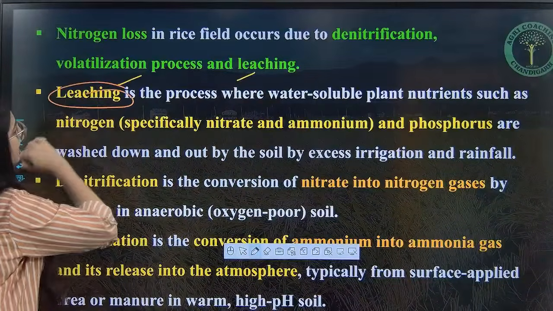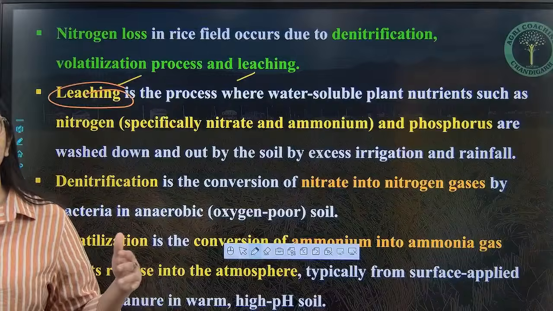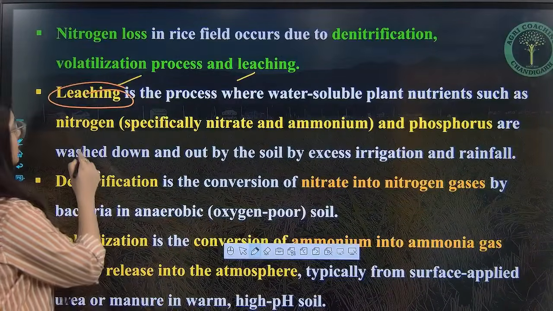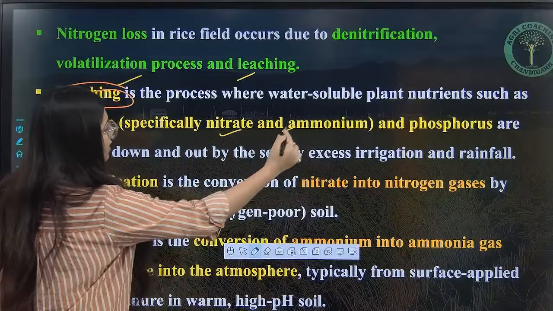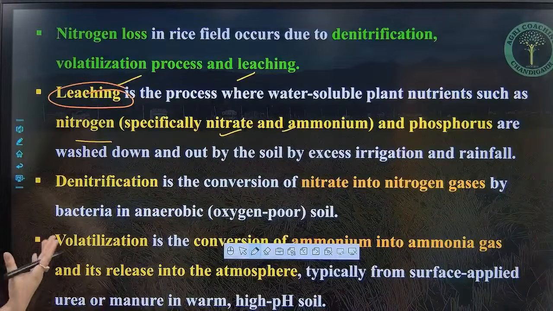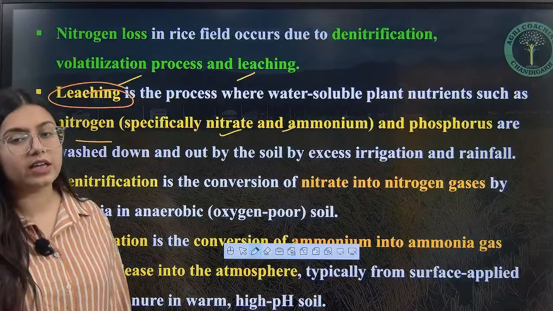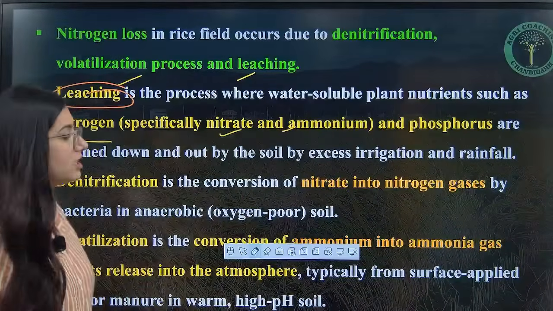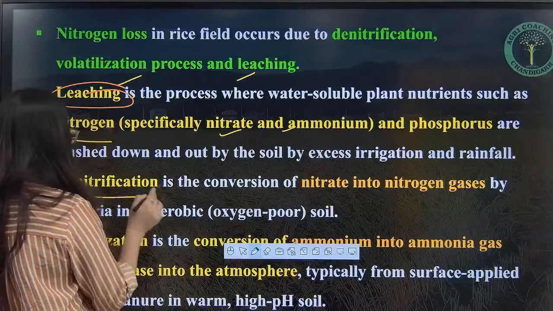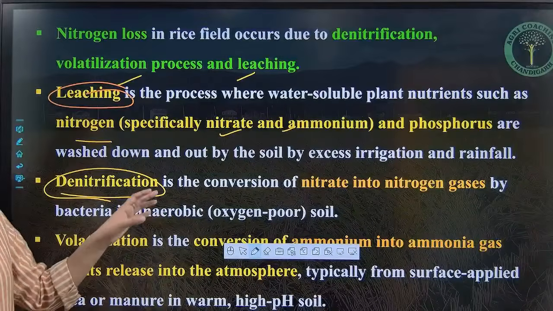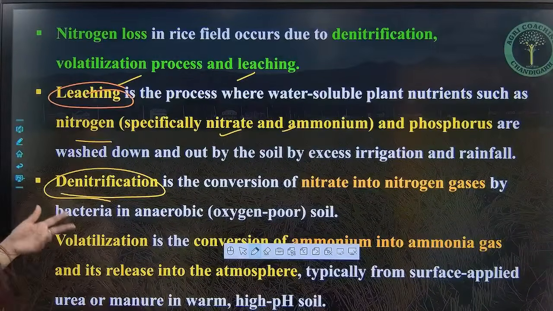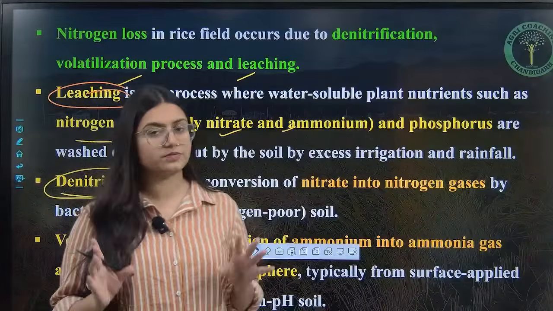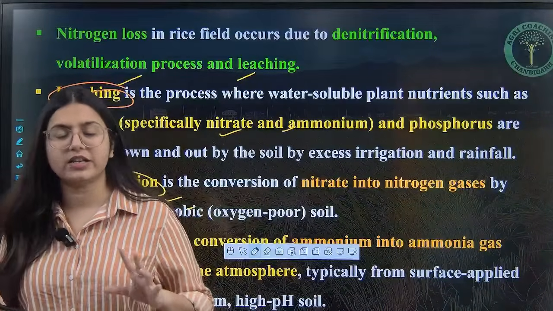What is the meaning of leaching? Leaching is the process by which the water-soluble plant nutrients, okay, like nitrogen, specifically when it is in the form of nitrate and ammonia and phosphorus as well, are washed down quickly by excess of irrigation and rainfall. This is known as your leaching. The next we have is the denitrification, the conversion of nitrate into nitrogen gas by bacteria in anaerobic condition, means that oxygen poor soils, is known as your denitrification.